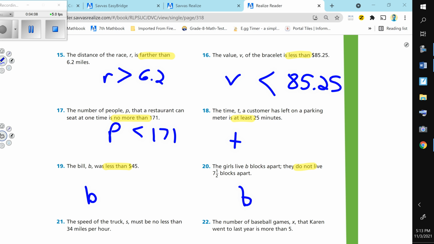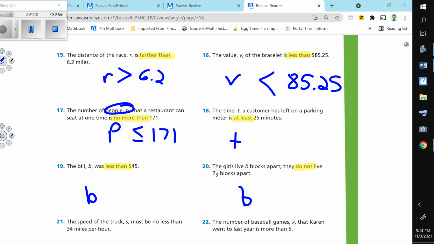Now, here's the thing, though. No more than 171. Does that mean it can be equal to? If it's equal to 171, is that more than 171? No. So it's going to be this: less than, and also equal to. That's the symbol that you want. So the number of people can be 171. You can be equal to that, and you can also be less than that. You just can't be more than that. And so that's the answer that you see on the screen. P is less than or equal to 171.